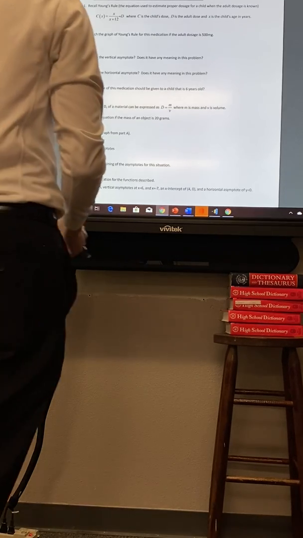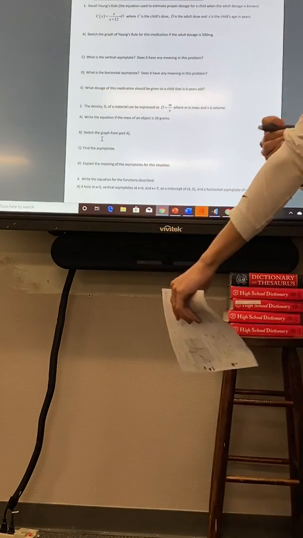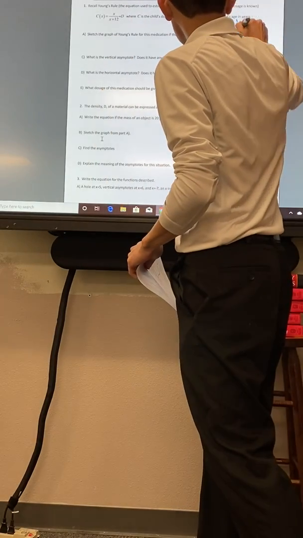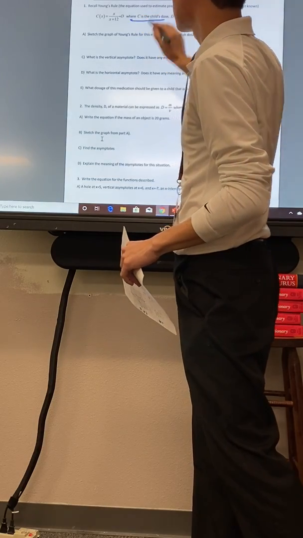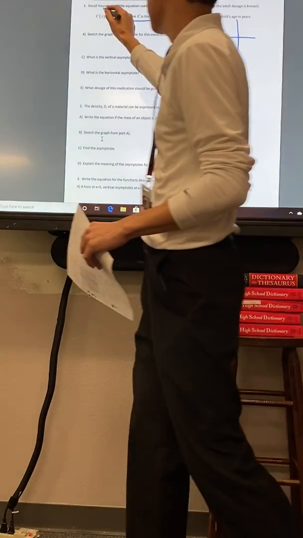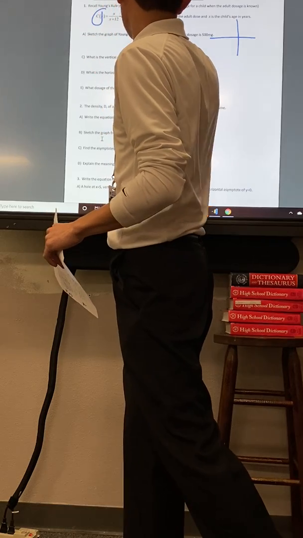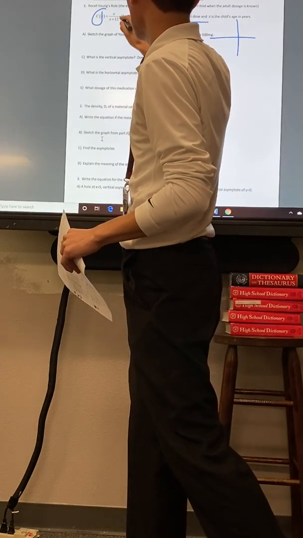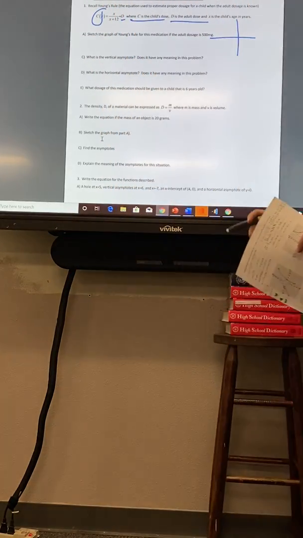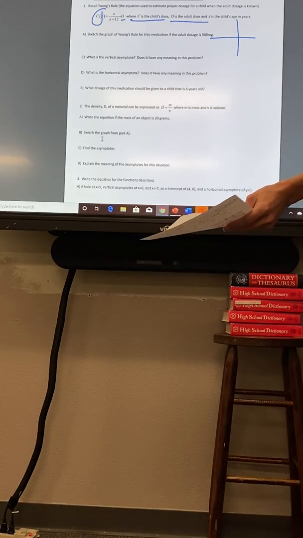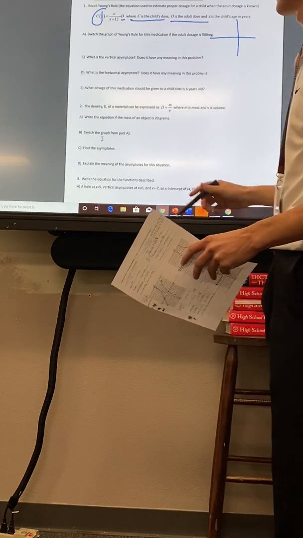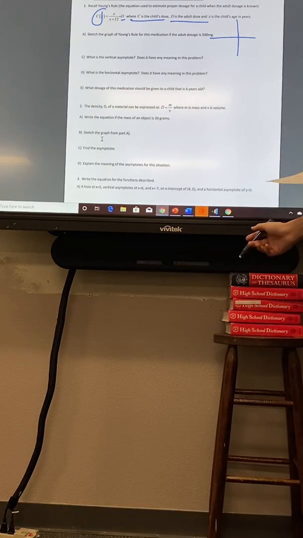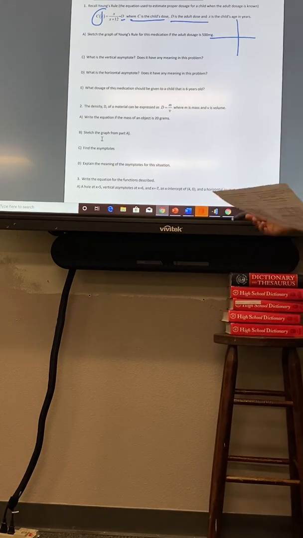Okay, so we look at question 1, and the first thing we want to do is sketch the graph. Okay, and we want to note that our C is our child's dose, so that is what we're trying to equal to. We have a D, which is the adult dose, and our X, which is the child's age. Okay, so the first thing we want to do is sketch the graph of Young's rule for the medication if the adult dosage is 500 milligrams.